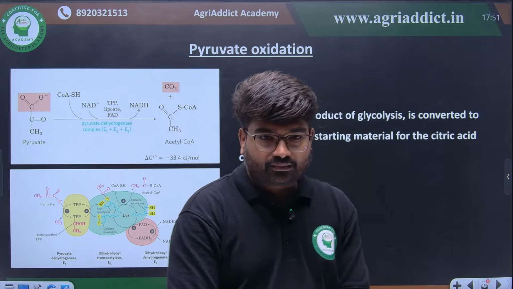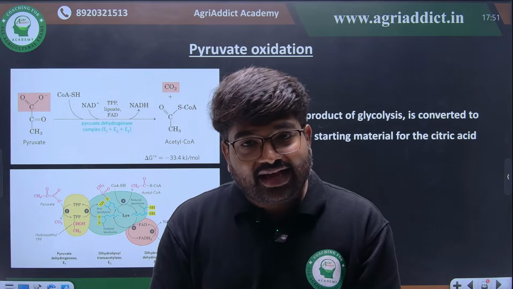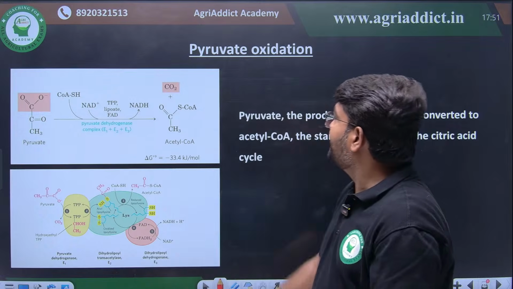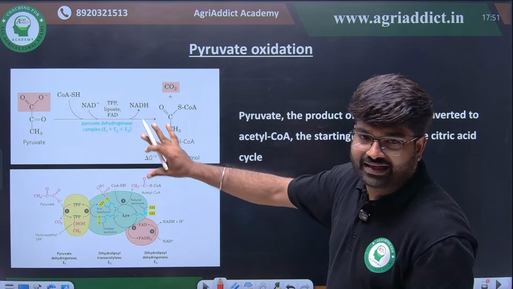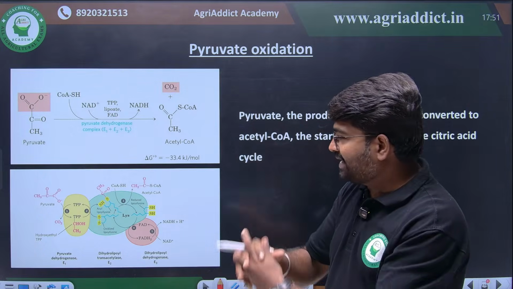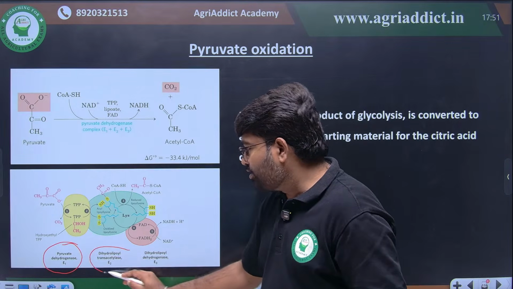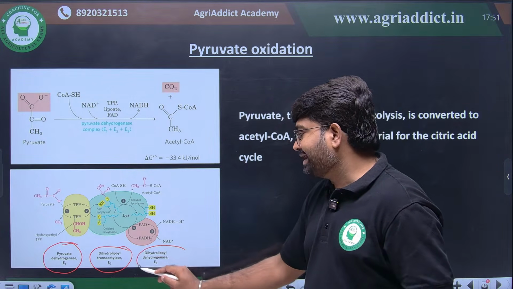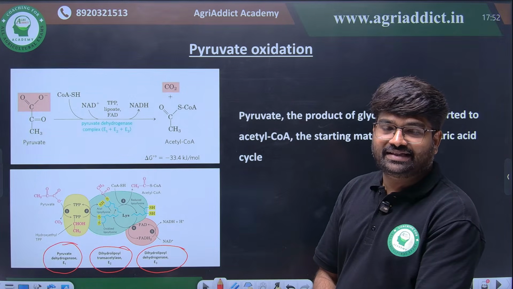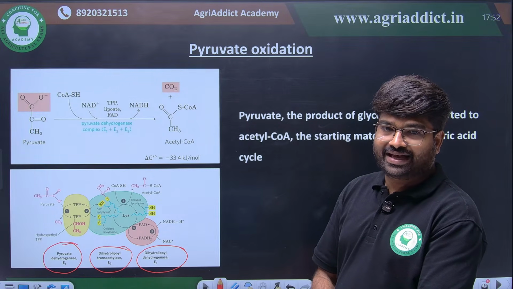Pyruvate will be converted into acetyl CoA by the pyruvate dehydrogenase complex. This pyruvate dehydrogenase complex has three different enzymes, which is why we call it a complex. What are the enzymes? Pyruvate dehydrogenase, dihydrolipoyl transacetylase, and dihydrolipoyl dehydrogenase. These are the three enzymes in the pyruvate dehydrogenase complex. This is a JRF 2023 question. They have already asked this question.